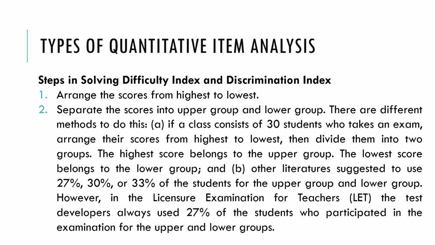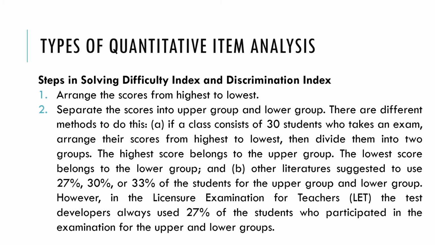So ang gagawin, meron kang test paper, meron ka ng scores, you just have to arrange it from highest to lowest, and then you have to compute for the upper and lower. It's either 27% yung kukunin mo sa upper at saka lower, 30% yung kukunin mo sa upper at saka lower, and then the last one would be 33% sa upper and lower.